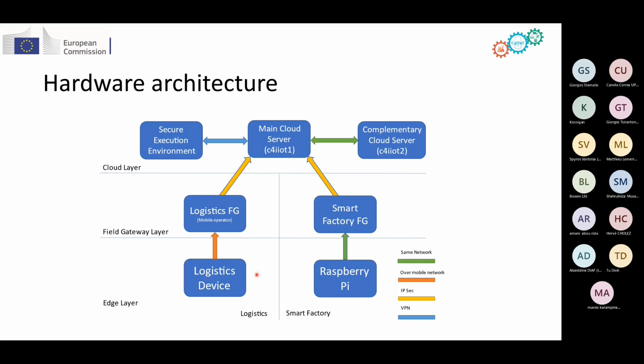Now, the logistics devices, of course, since they're mobile, send their data to the logistics field gateway, which is owned by the mobile operator, and from there to the cloud. The Raspberry Pis and the Smart Factory Field Gateway are in the same network, and they are also connected to the cloud.